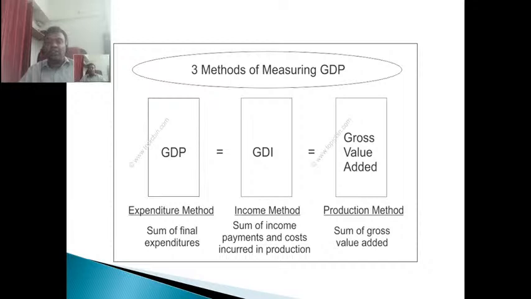So GVA is at every stage. At every stage, you add some value to the product so that the value or the price of the product will increase. So ultimately, whatever final price you get will be more than what you get from the raw material.